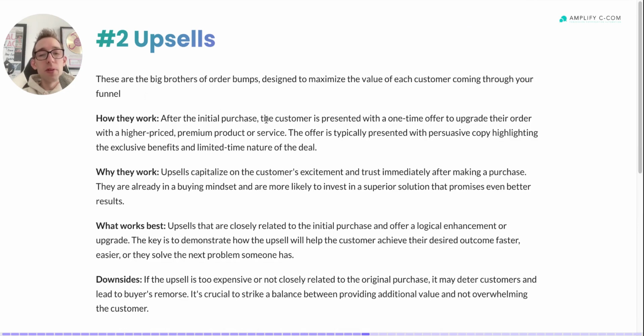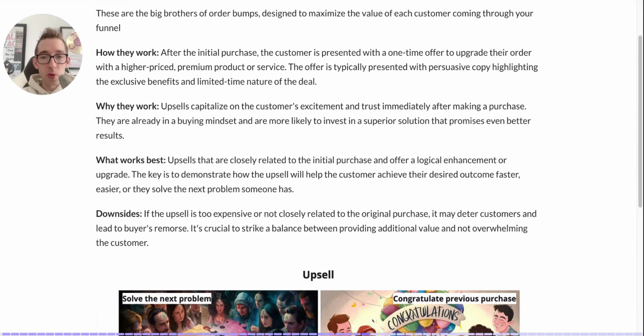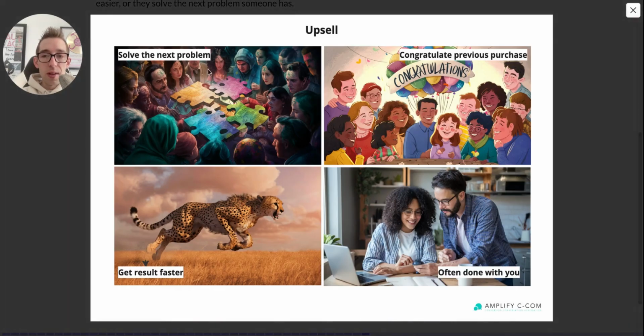Next, upsells. So these are the big brother of order bumps. They're designed to maximize the value of every customer coming through. So what do they do? They solve the next problem, or remember, they sell more of the same. Typically, when you're selling in the online education space, you're going to solve the next problem.